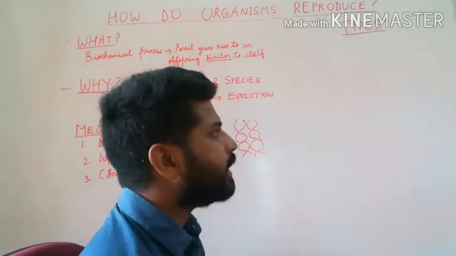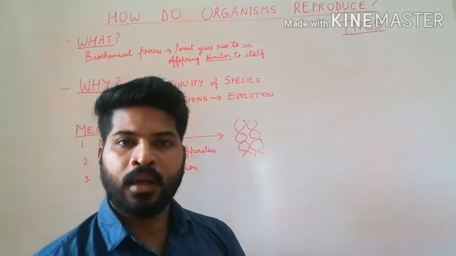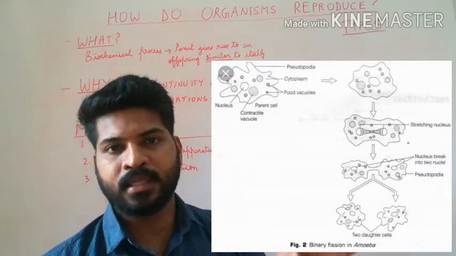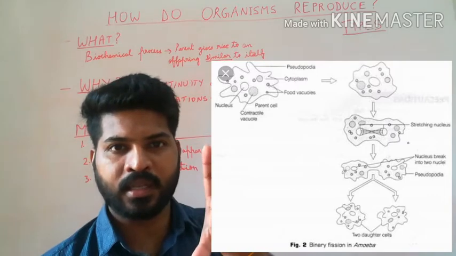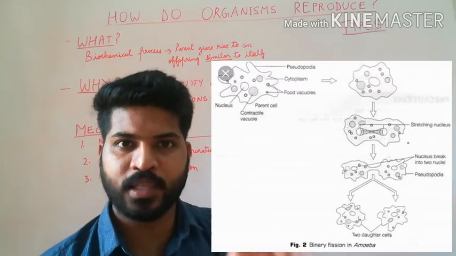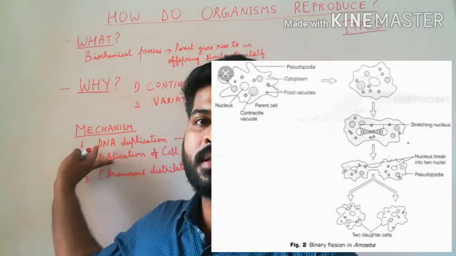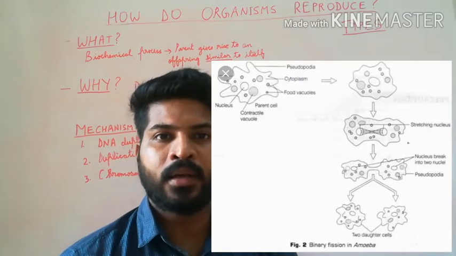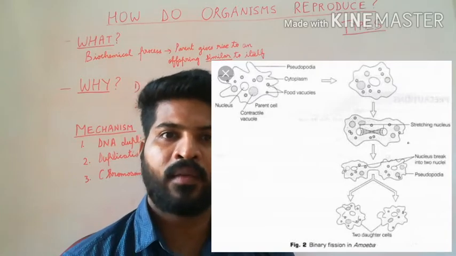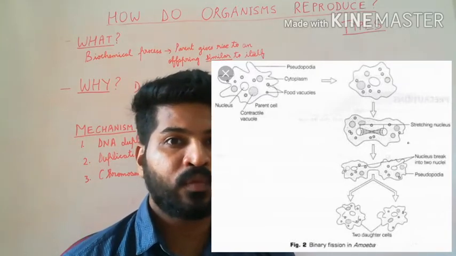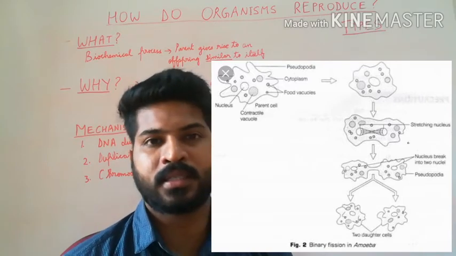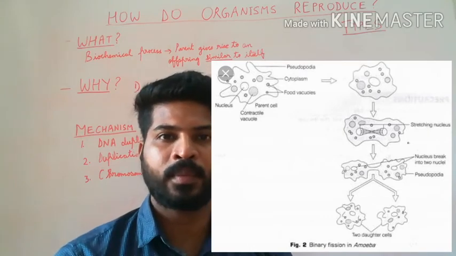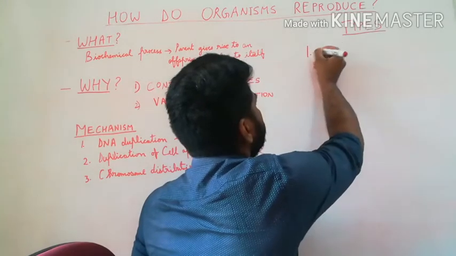For example, take the case of amoeba. As you can see in the diagram, cell division in amoeba takes place in three steps. First, the cell enlarges, it increases in size. This is because, as you already know, the organelles are dividing. Then the nucleus will divide, called karyokinesis. After the nuclear division, the cytoplasm will divide, resulting in cytokinesis, at the end of which one amoeba produces two amoebae. This is what is called fission.